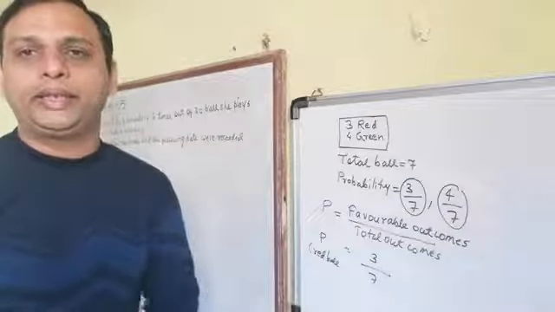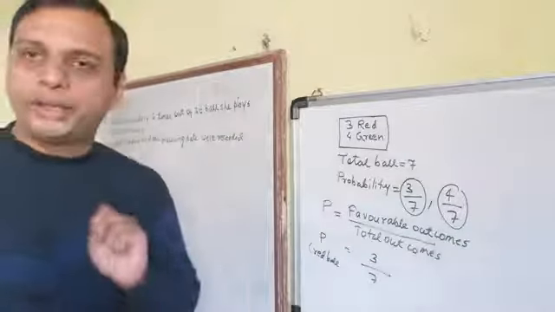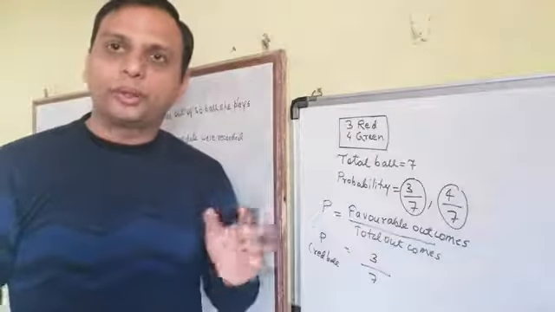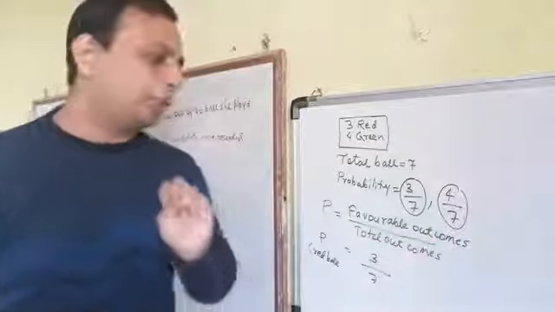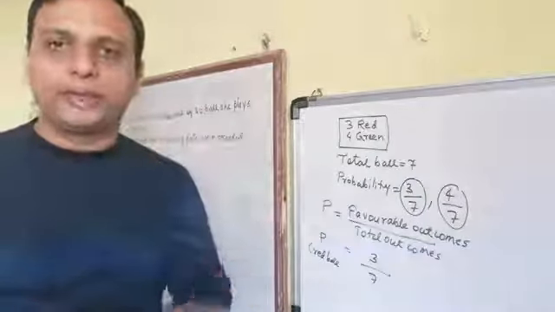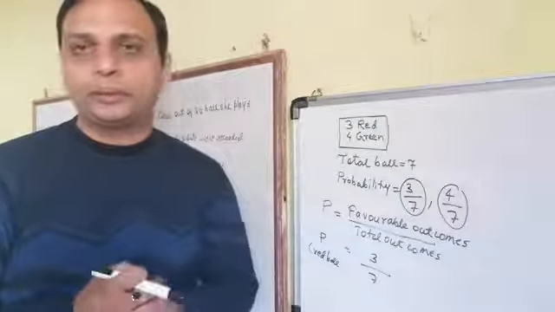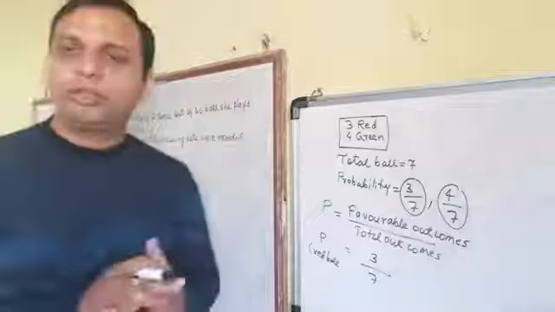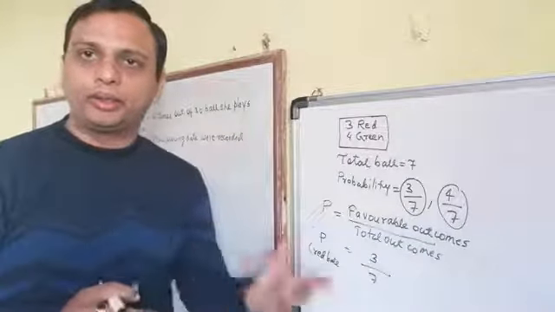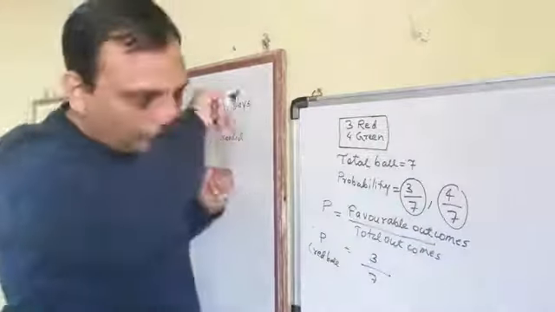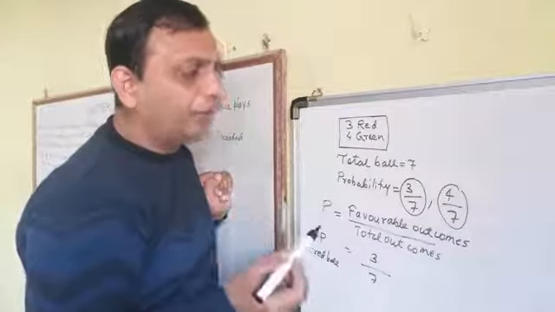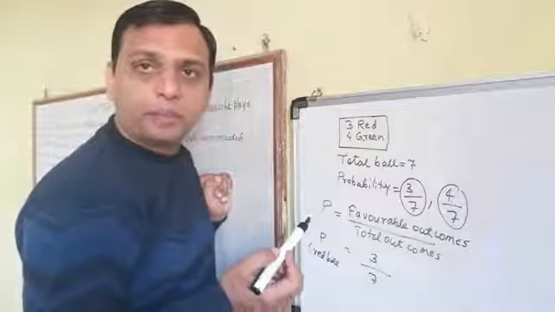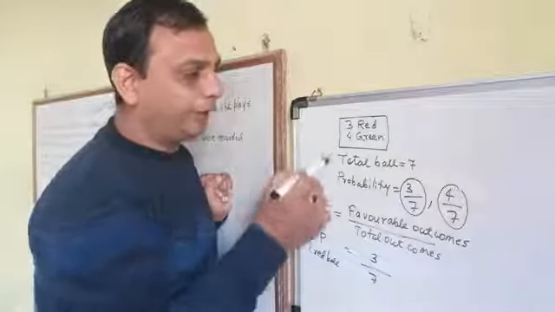This formula is compulsory to mention when we find a probability in any question. The favorable outcome means the thing which is asked to find in the question. Total outcome means the total number of things in that particular question. So total outcome and favorable outcome will change from question to question.